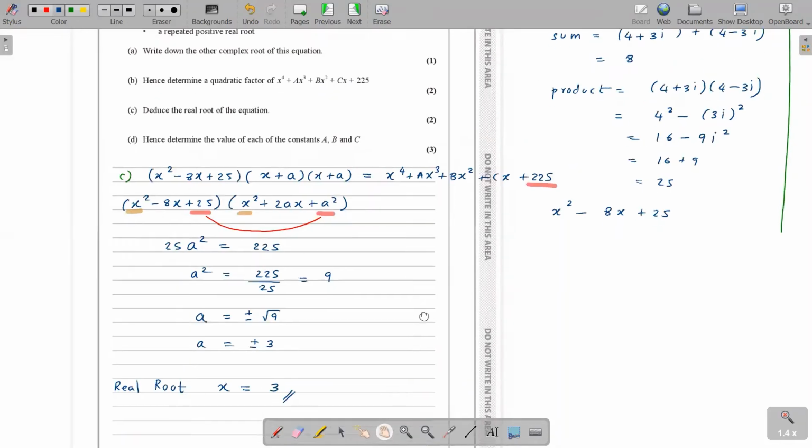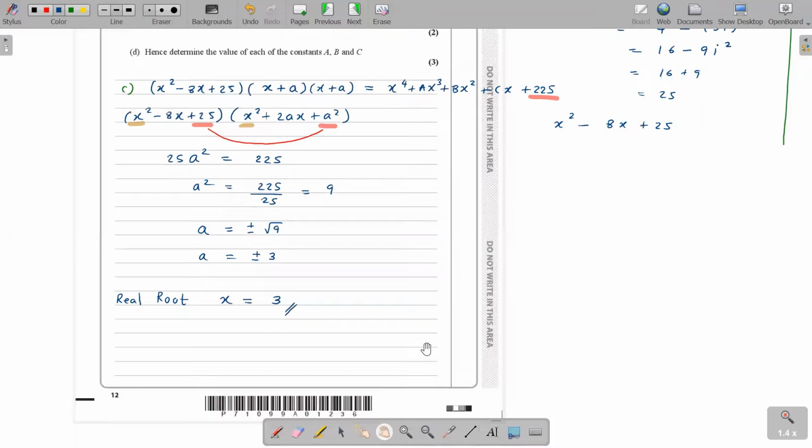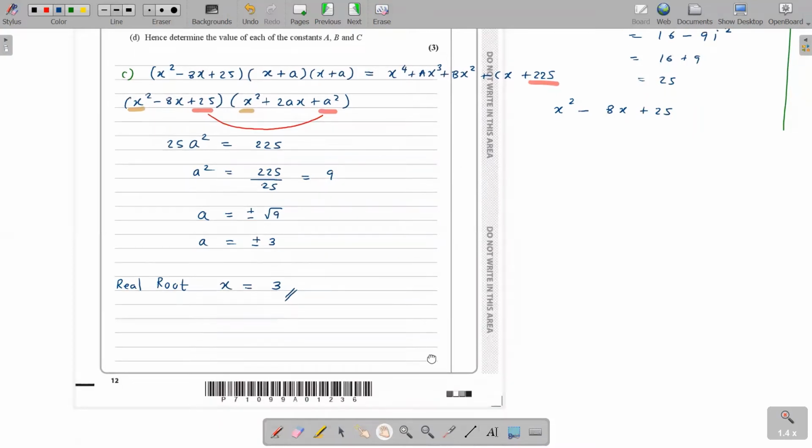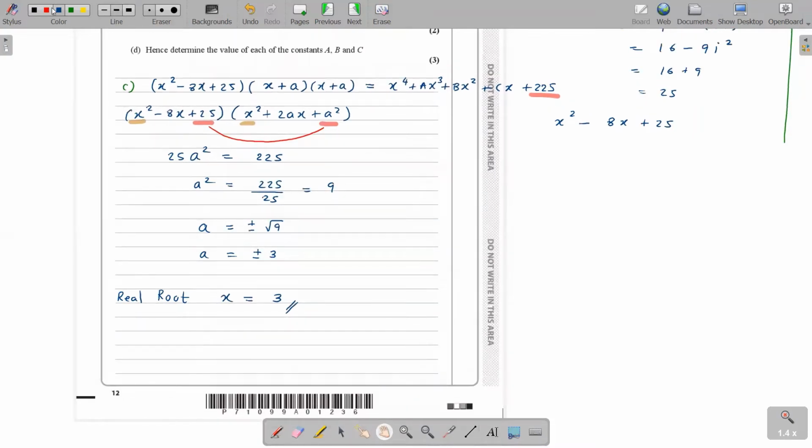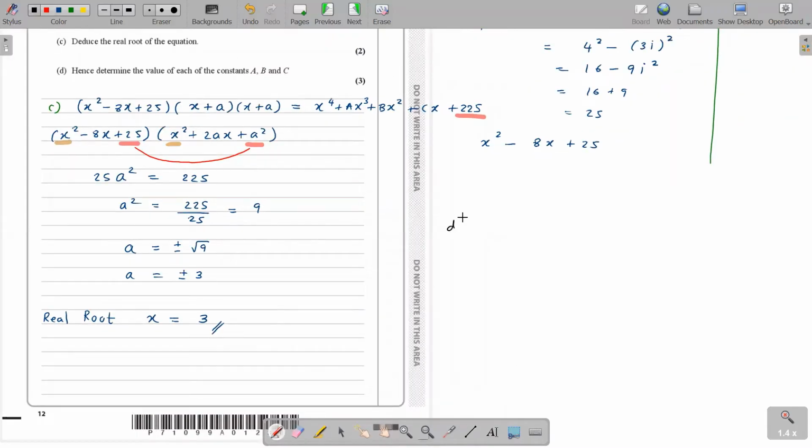Okay, then the next part. Hence, determine the value of each of the constants a, b, and c. Basically, what should you do? You need to expand the bracket. So let's expand the bracket in part D. So what do we have here? X square minus 8x plus 25. What's the factor? You realize if the root is x equals 3, the factor is x minus 3, right? X minus 3 repeated. So x minus 3 into another x minus 3. Do you agree with me?